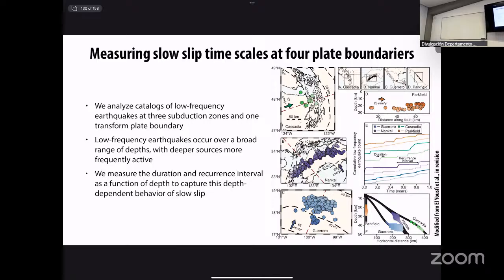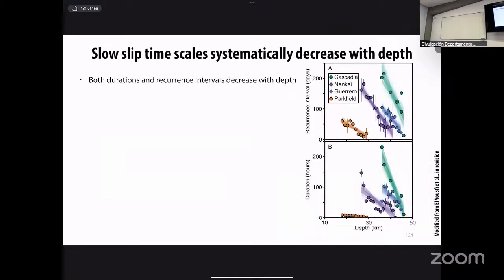And so we want to measure the duration and recurrence interval in the way I just showed you as a function of depth in these 4 different places. So that's what we did. Here I'm showing you as a function of depth the 4 different plate boundaries, and we're looking at recurrence interval and duration. Just as a reminder, this is the recurrence interval and duration of this single characteristic cycle of slow slip that tries to explain the data.